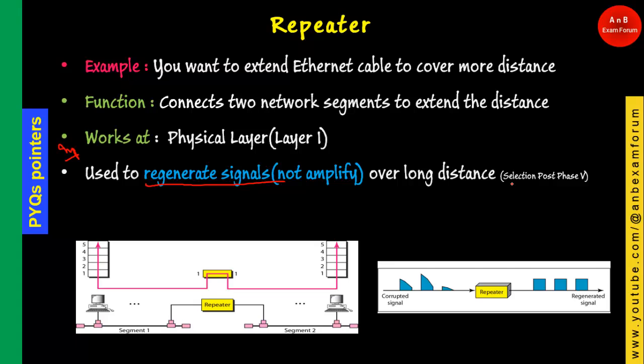This pointer was asked in SSC selection phase 5th. As you can see, these are the corrupted signals. The digital signal passes through the repeater, and it regenerates those signals. A very important pointer is the filtering capability: it has no filtering capability. It just repeats the signal, that's it.